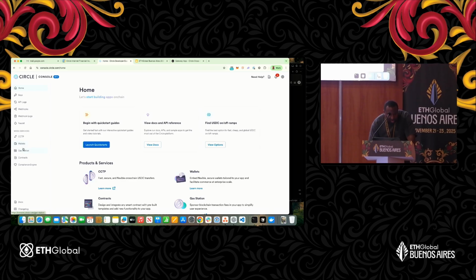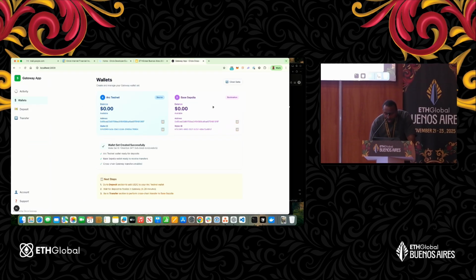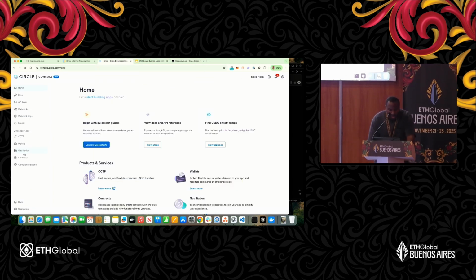I need to fund my base wallet on the destination chain with some testnet ETH, so it has some ETH to sign the actual minting ABI function to mint on the destination chain. So let me try to see if I can top it up with some testnet ETH.